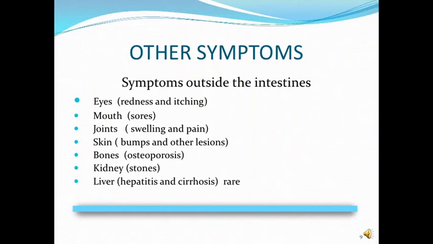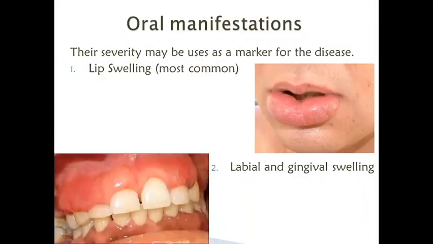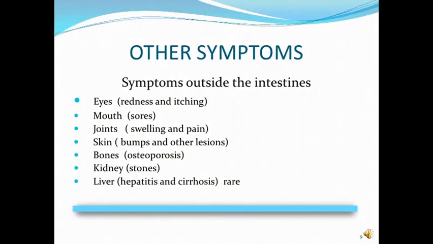For the symptoms outside the intestines, we can notice that it can affect multiple organs, making it a multisystemic disease. Eyes, causing redness and itching; mouth, which we will talk about in more detail as the oral manifestations; joints, causing arthritis characterized by pain, swelling, and inflammation. It can also affect the skin, causing the development of bumps and other lesions; bones, causing osteoporosis, particularly in postmenopausal women; kidney, as it causes the development of renal stones; and more rarely the liver, causing the development of hepatitis.